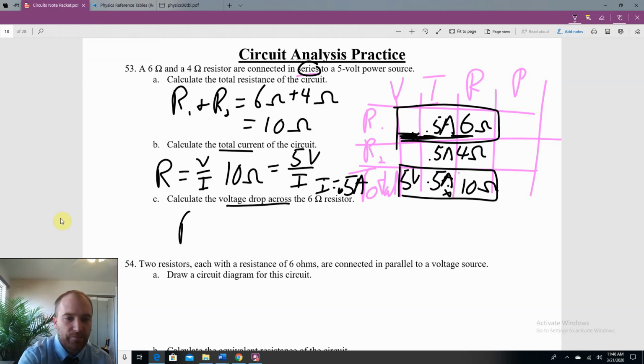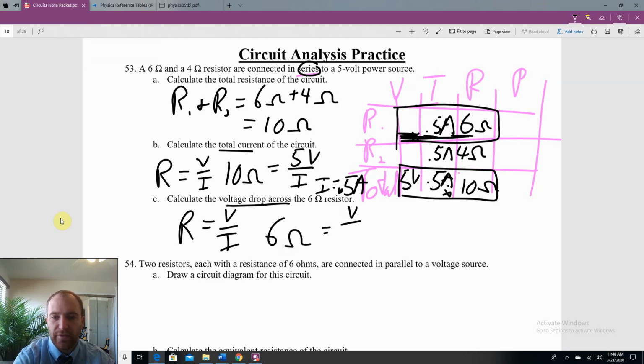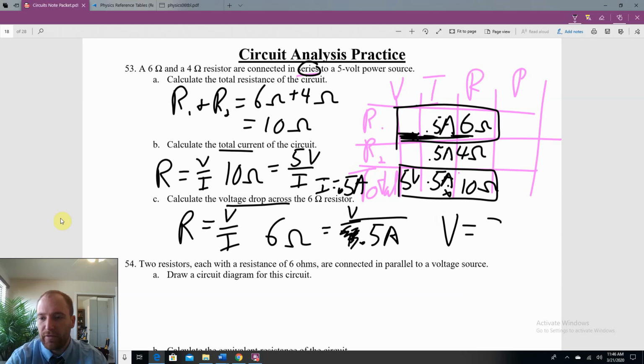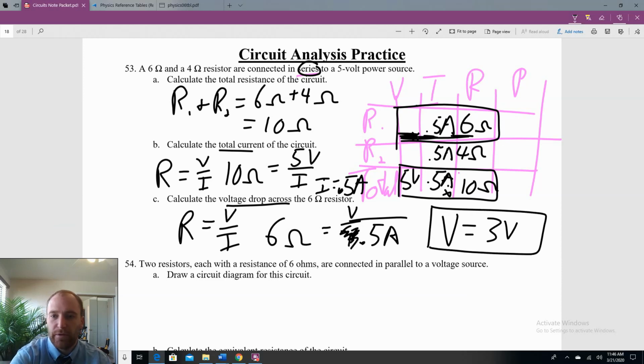Alright, now I think we're all set, because in this row right here, we know the current, we know the resistance. We can just do Ohm's law, R equals V over I. 6 ohms is equal to, we're solving for V, whoops, we know the current is 0.5 amps. Alright, cross multiply, and I got a voltage of 3 volts. And there we go. Nice quick VERB chart for series circuits.